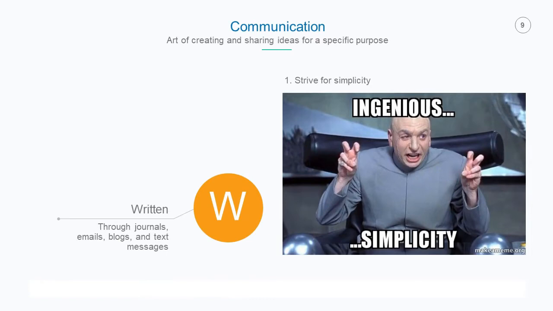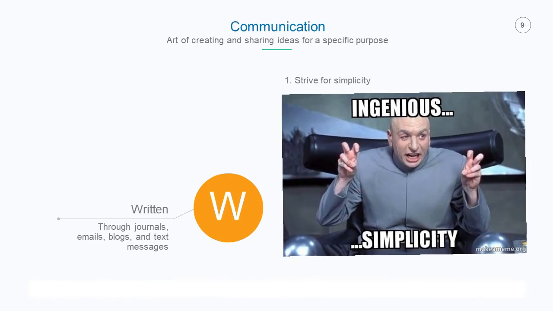1. Strive for simplicity. Written communications should be as simple and clear as possible. While it might be helpful to include lots of details in instructional communications, for example, you should look for areas where you can write as clearly as possible for your audience to understand.